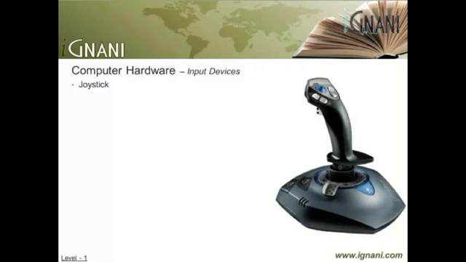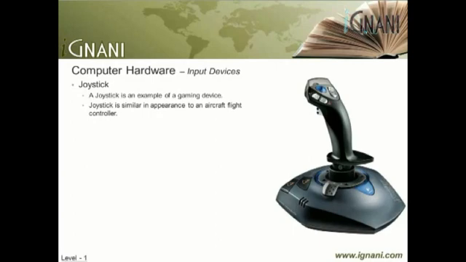Joystick. A joystick is an example of a gaming device. In this picture, you can see a typical joystick. It is a type of gaming controller that is similar in appearance to an aircraft flight controller. In fact, joysticks originated as controls for aircraft. It consists of a stick attached to a base.